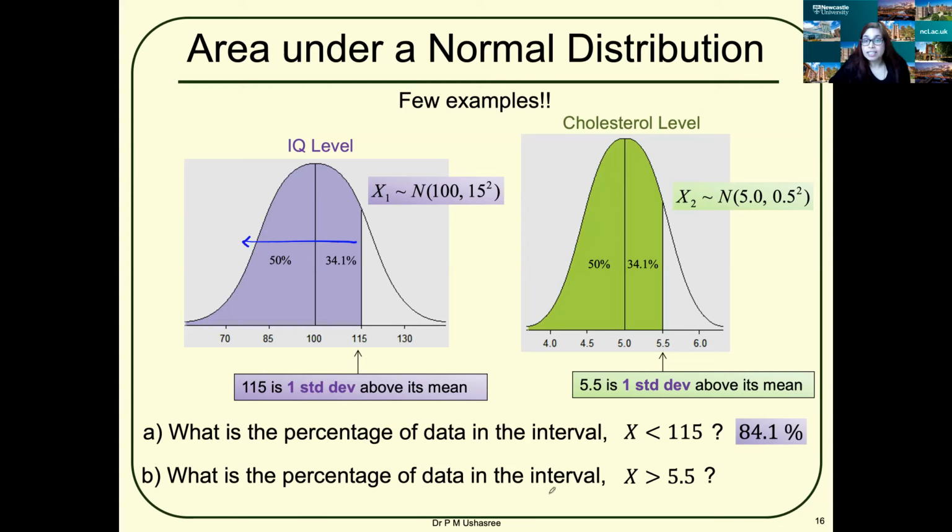What is the percentage of data in the interval X greater than 5.5? So now the question is, the random variable is above 5.5, so X could be anywhere in this region. What is the probability of finding the random variable X in this region? Remember, the total probability under this area should be 100%. So what is the probability of finding X above 5.5? Good, 15.9%: 100 minus 84.1, which is nothing but 15.9%.